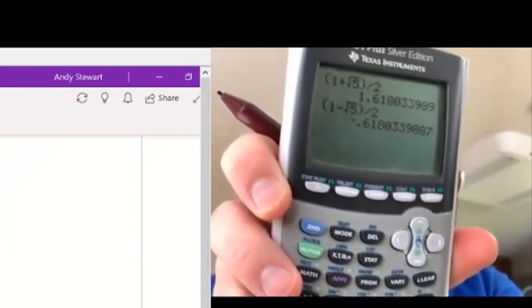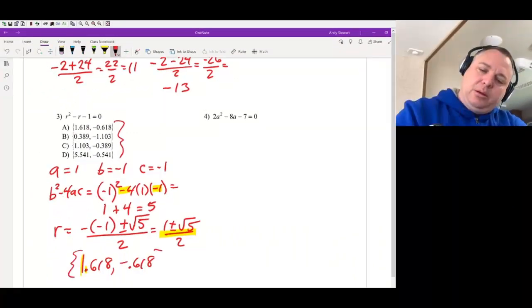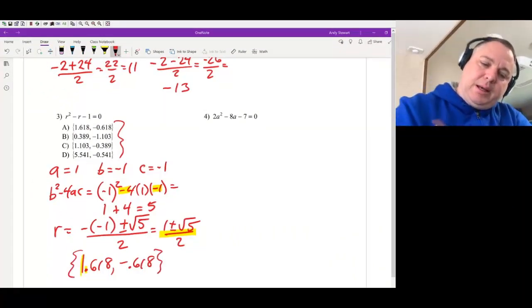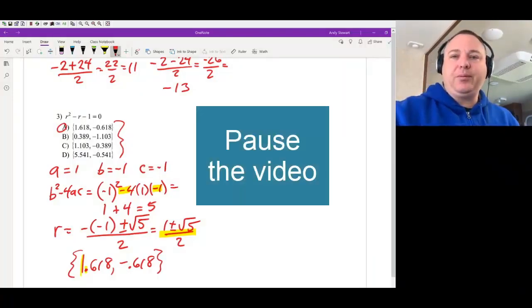Negative 0.618. So let's see. Looks like the answer was A. Pause the video and try number 4.